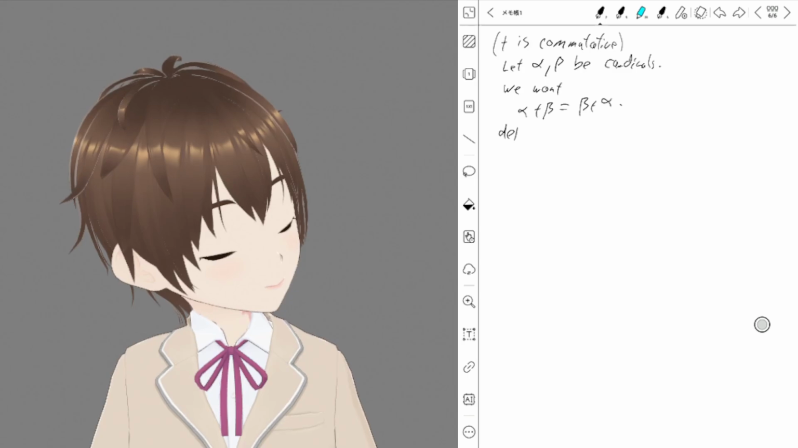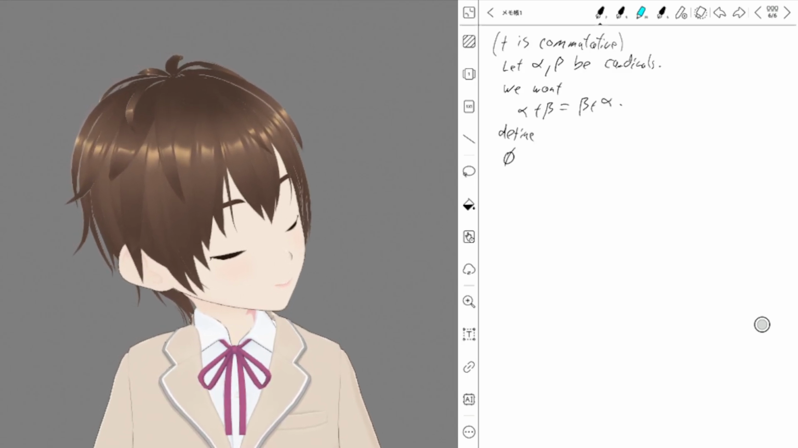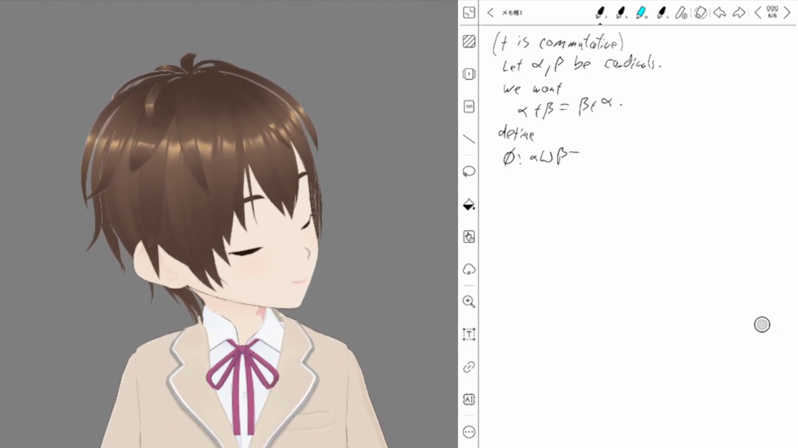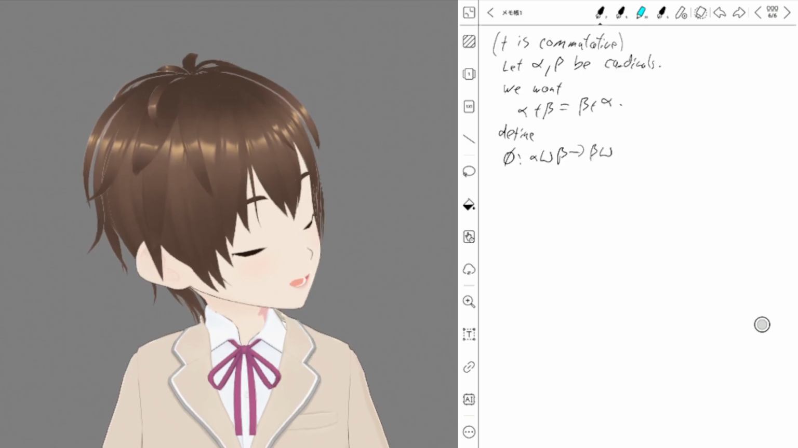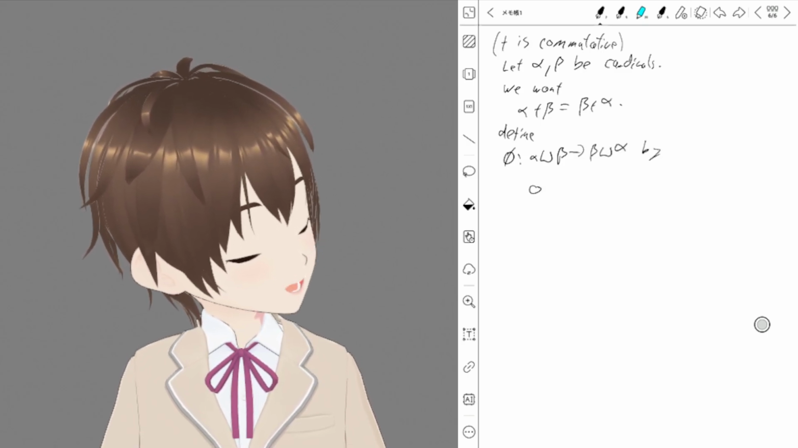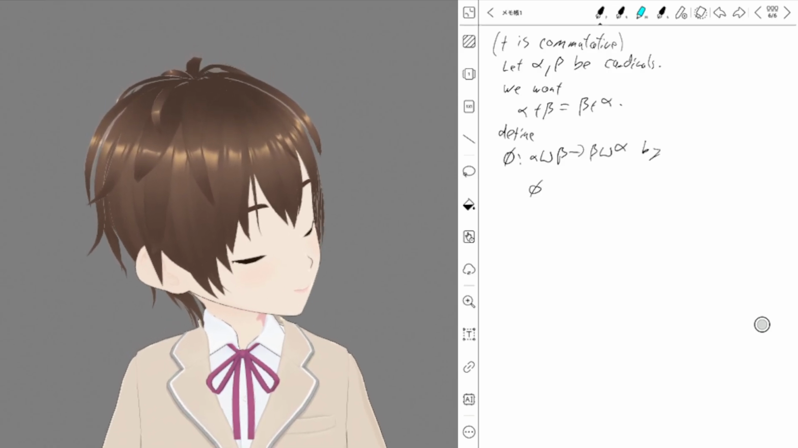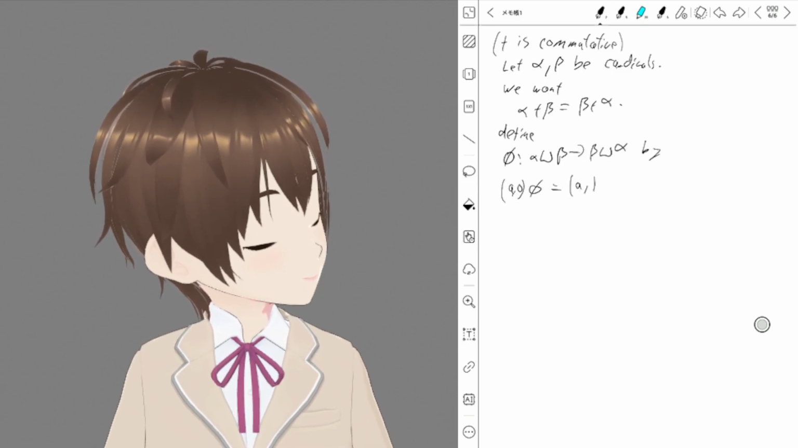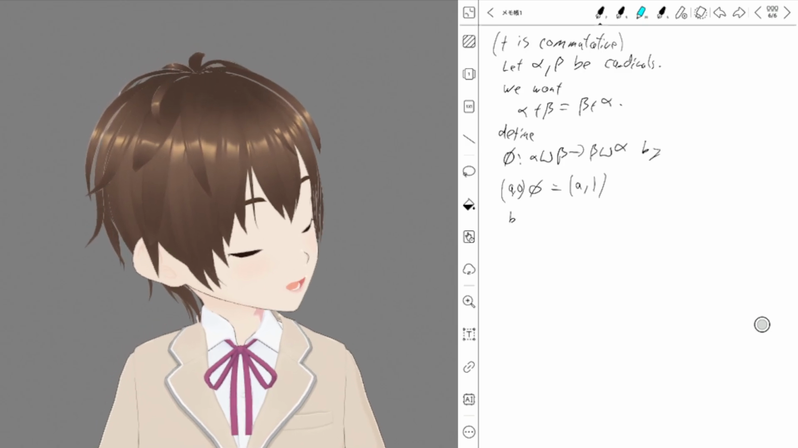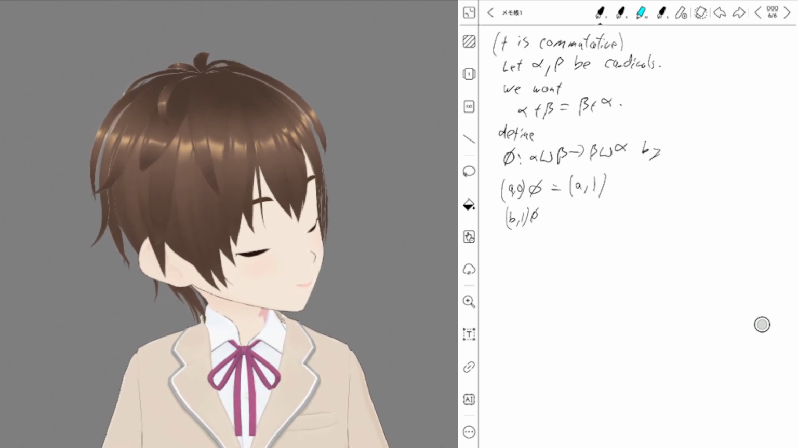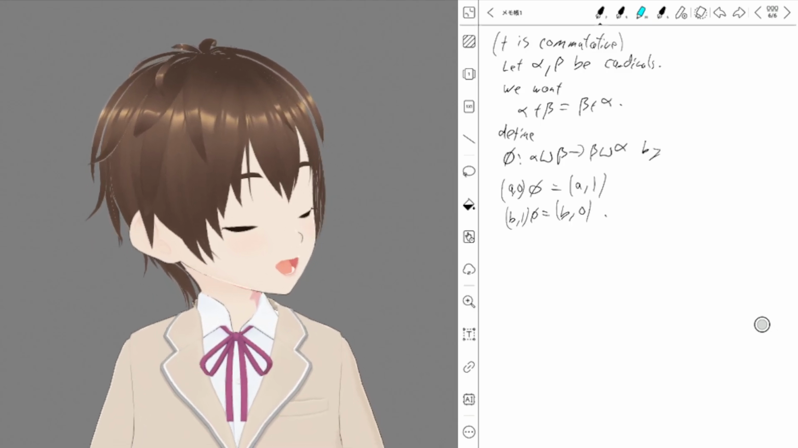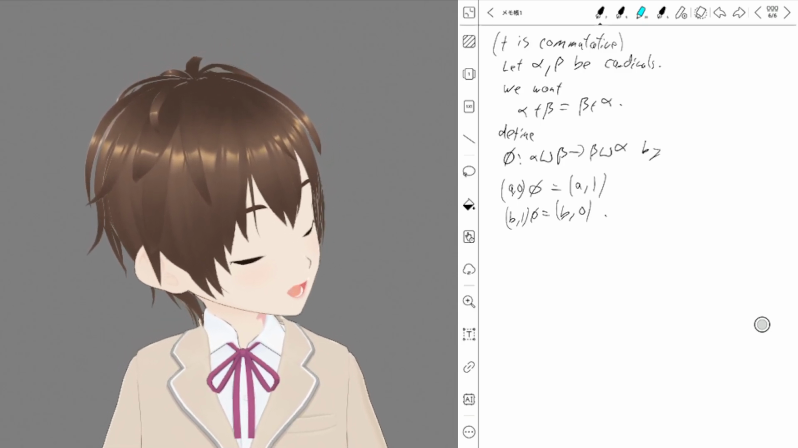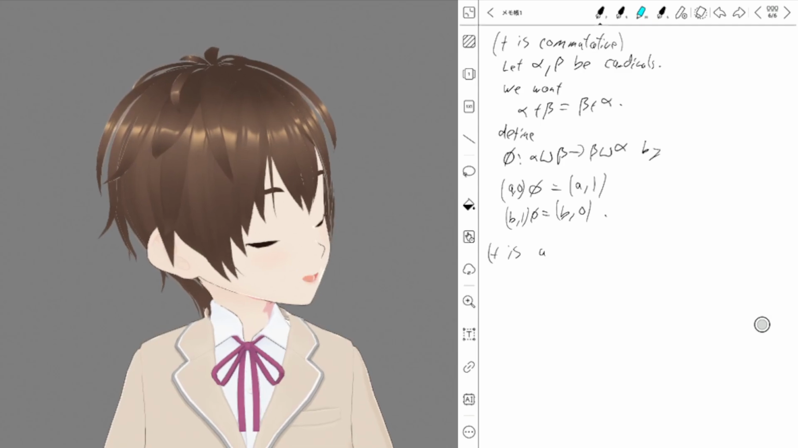So define phi from alpha disjoint union beta to beta disjoint union alpha by phi of (a, 0) is equal to (a, 1), which maps it to the thing on the right, and phi of (b, 1) is equal to (b, 0). So basically just swapping the tags and it swaps them around. And this is a bijection. So next you do the plus is unital.